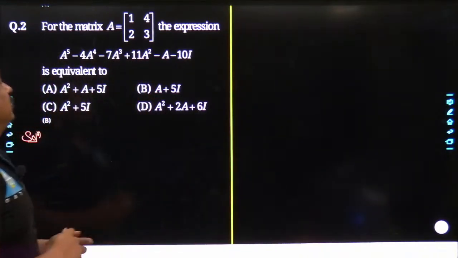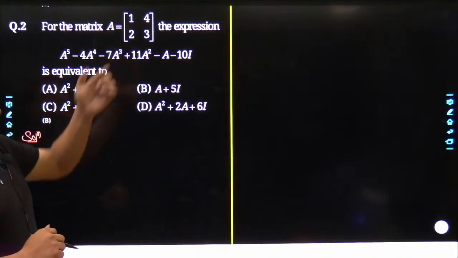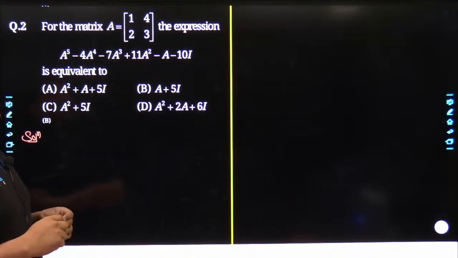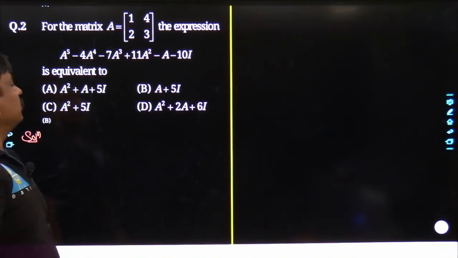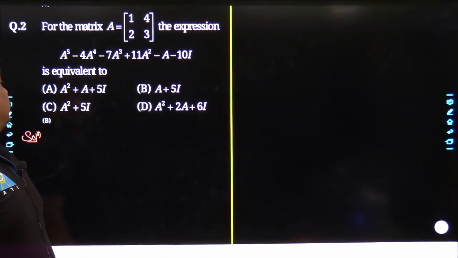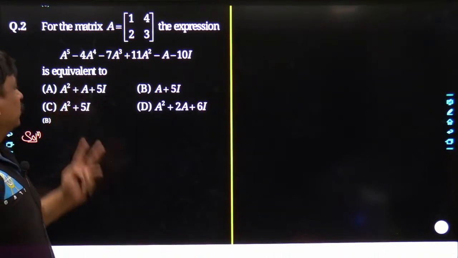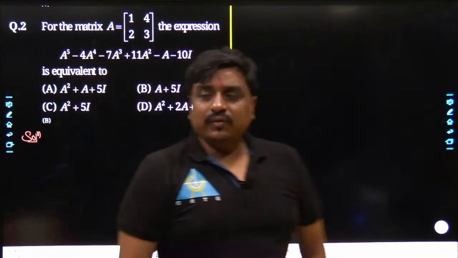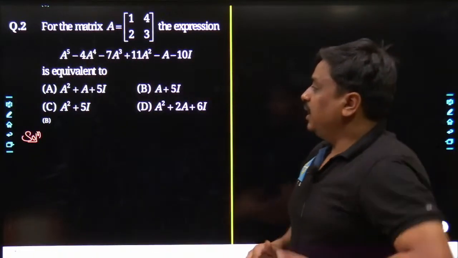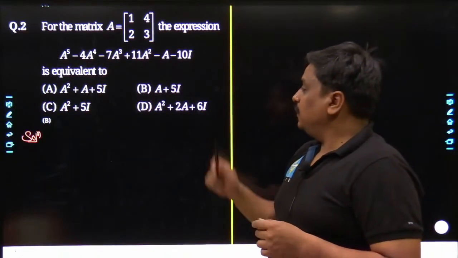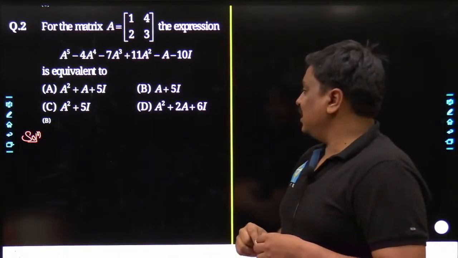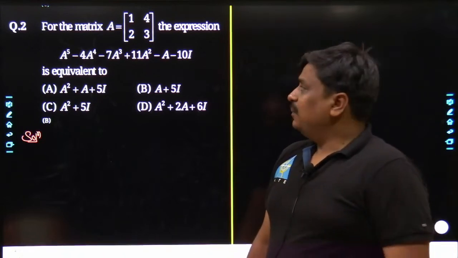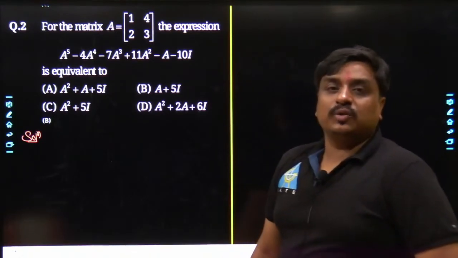See what the problem states. For the matrix A equals [1, 4; 2, 3], the expression A^5 - 4A^4 - 7A^3 + 11A^2 - A - 10I is equivalent to, and four different options were attached along with this problem. The first option goes like A^2 + A + 5I. The B goes like A + 5I, the C is A^2 + 5I, the D is A^2 + 2A + 6I. May I know which approach has to be used and what would be the best most answer?